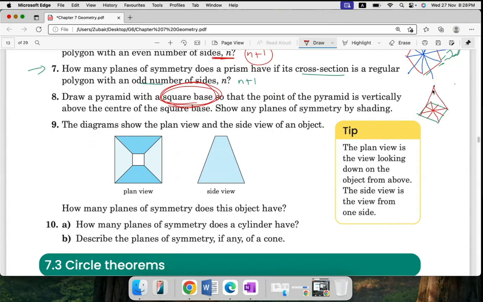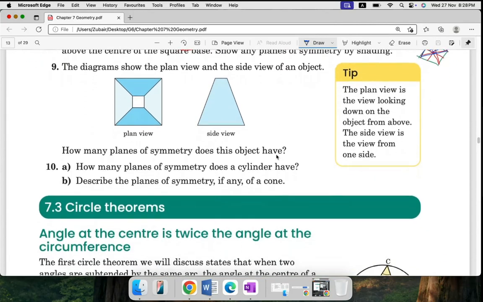For example, this was my pyramid. So I would just draw one plane and show that by shading, and then another diagram, and then another. We show 4 different planes of symmetry.